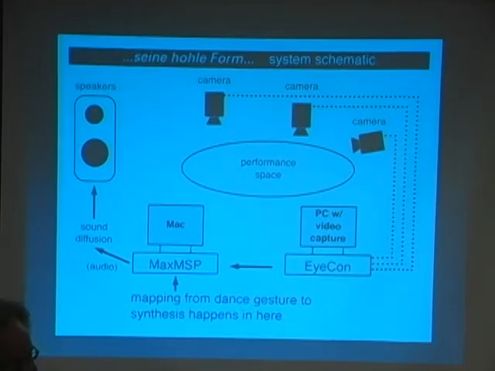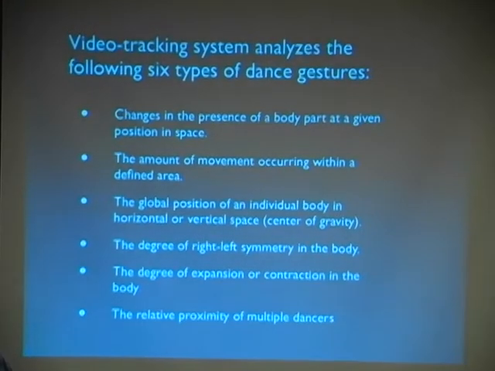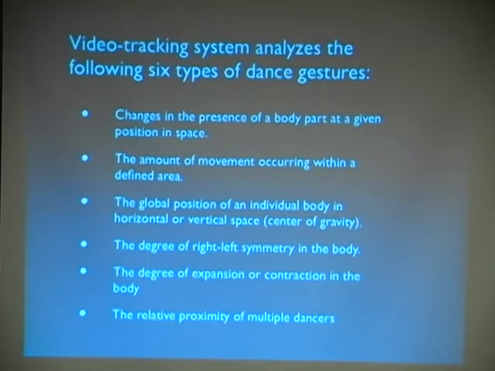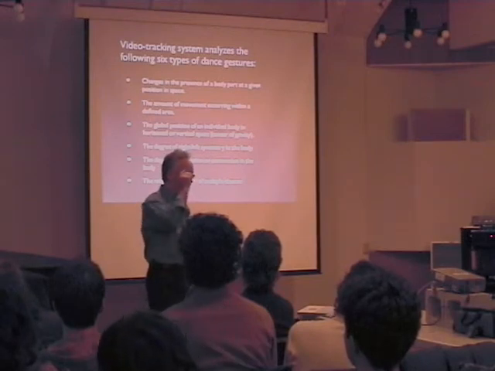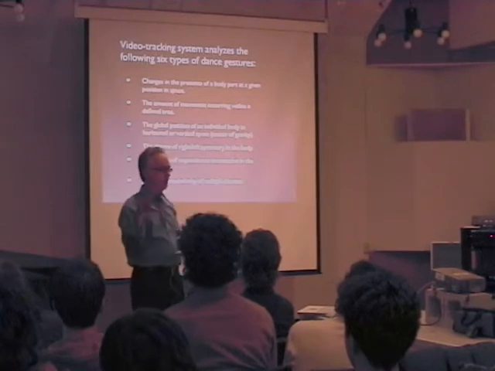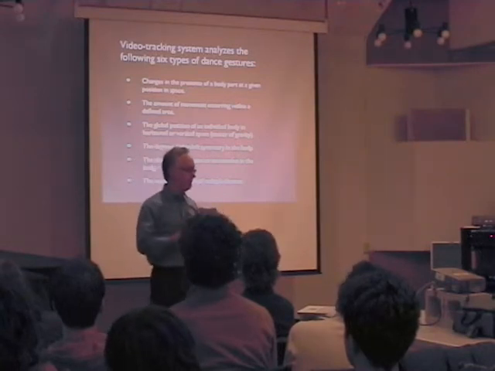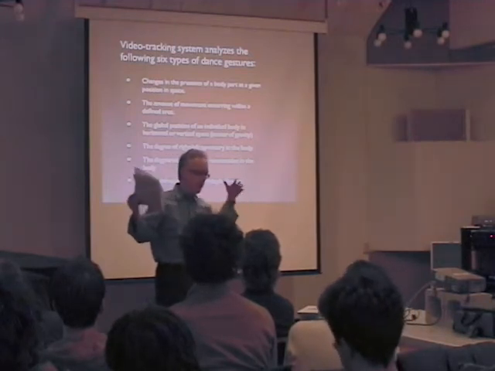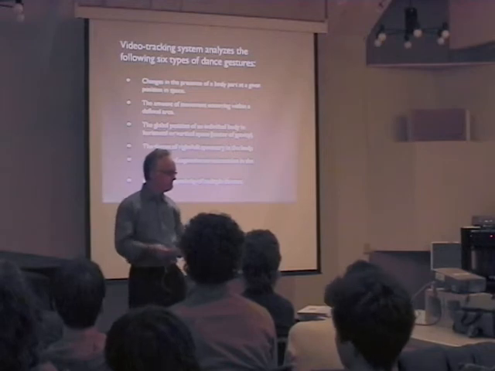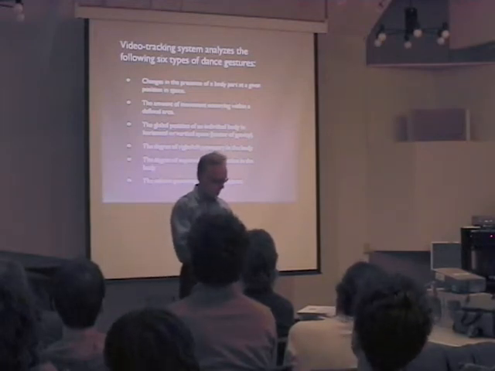Some of the data analysis that I ended up doing, and things that the system could actually track, are these: changes in the presence of a body part at a given position in space, the amount of movement occurring within a defined area, the global position of an individual body in the horizontal or vertical space, the center of gravity, the degree of right-left symmetry in the body, which is a very interesting parameter, degree of expansion or contraction in the overall body profile, and the relative proximity of multiple dancers.